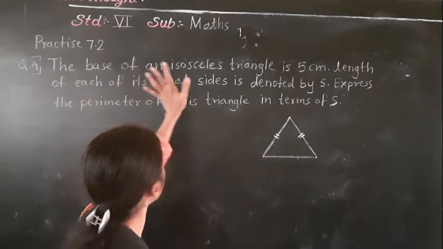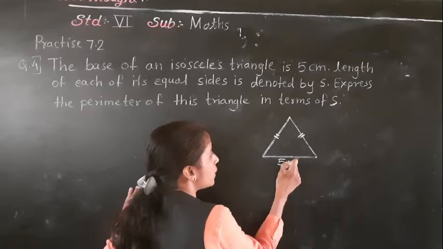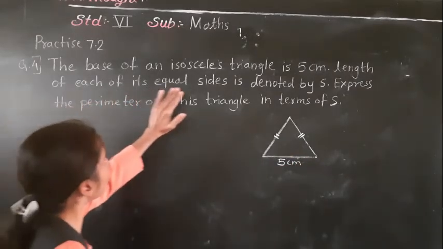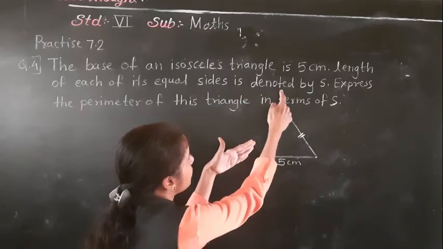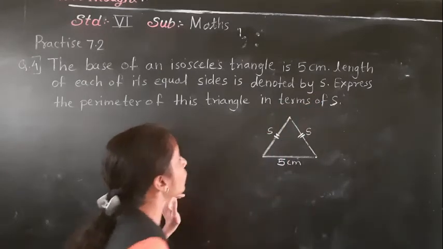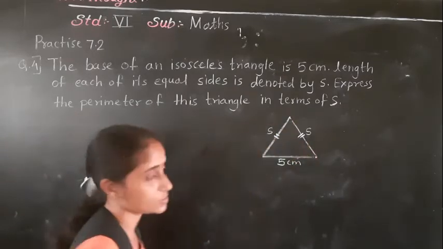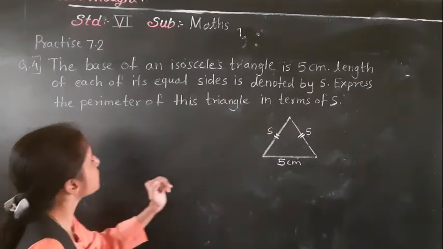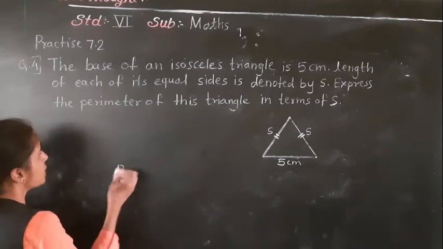And what is given? The base of an isosceles triangle is 5 cm. The length of each of its equal sides is denoted by s. So express the perimeter of this triangle in terms of s. This triangle is an isosceles triangle and we have to express its perimeter.